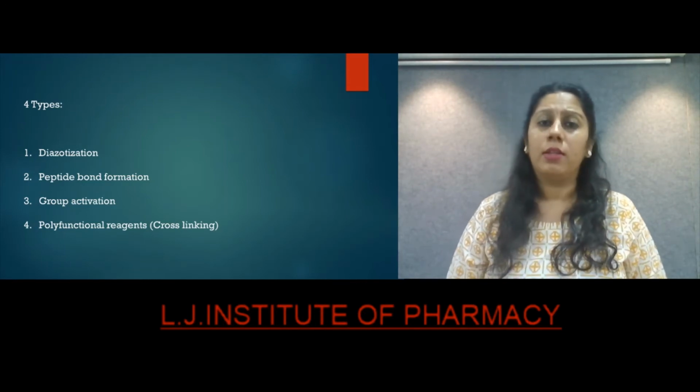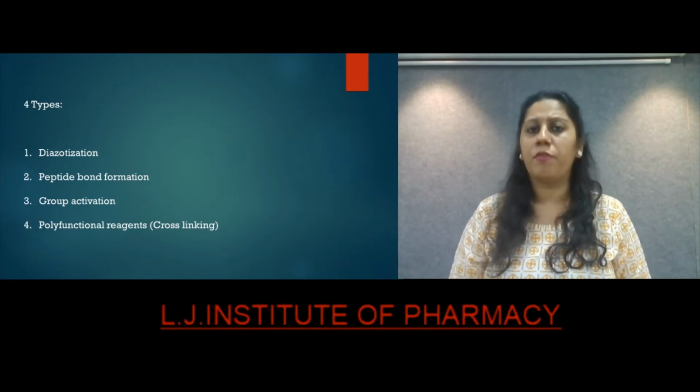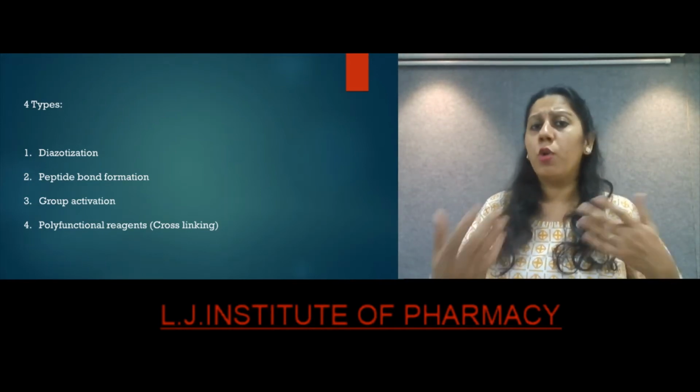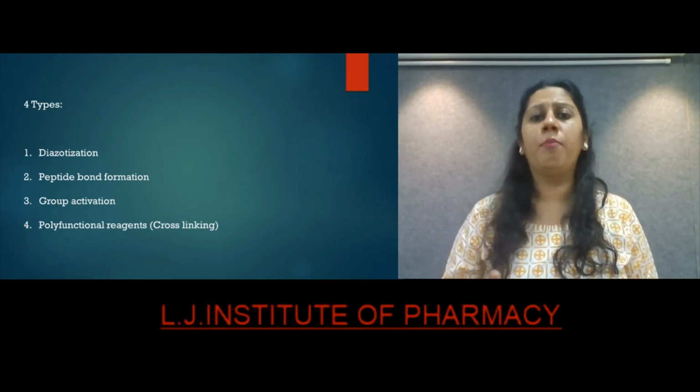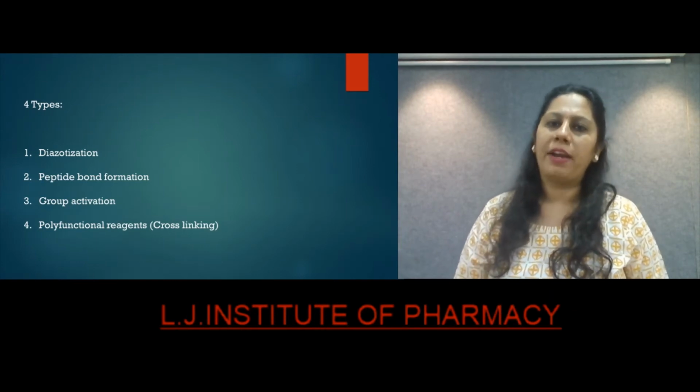The third is group activation. As we have seen, one of the steps of immobilizing by covalent bond is group activation. Here you require a group activating molecule like cyanogen bromide, which will activate the support, and then it will bind with the enzyme.